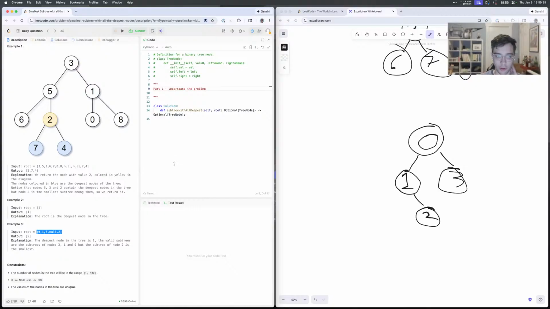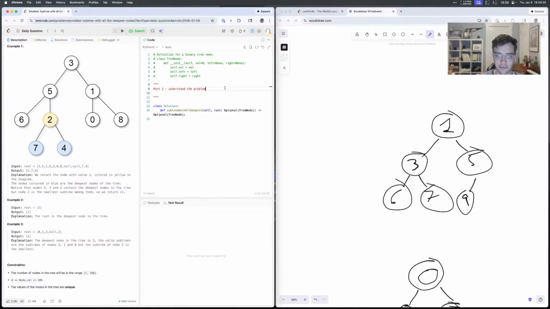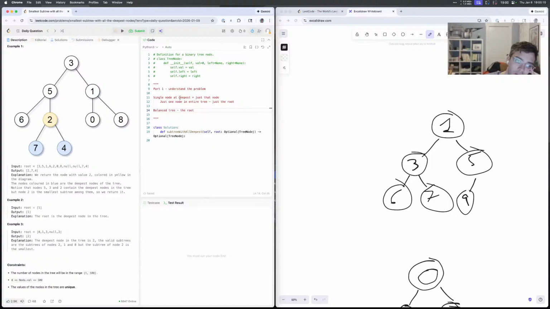So I think I understand the problem. There are these different cases: a single node at the deepest level equals just that node. I guess this is stating the same thing as just one node in a tree, where the answer is just the root. And a balanced tree, which I don't think we can really use because there's no such assumption. Okay, so now I feel like I understand the problem, so I'm going to go to brainstorming.